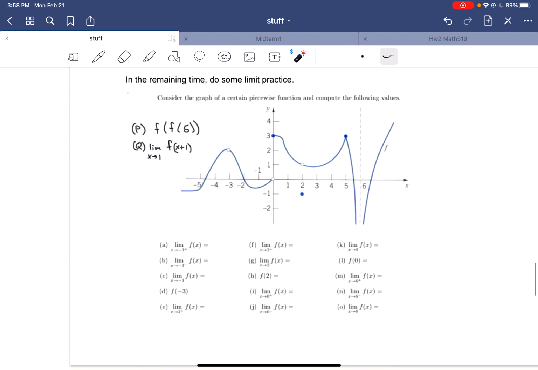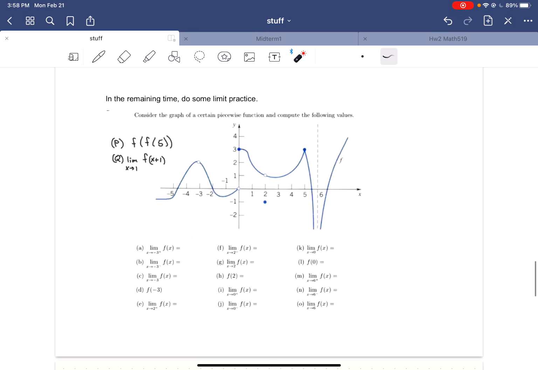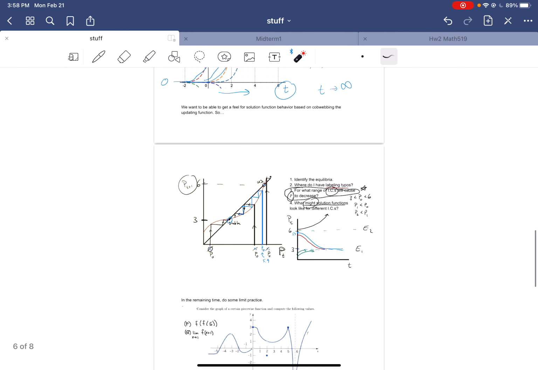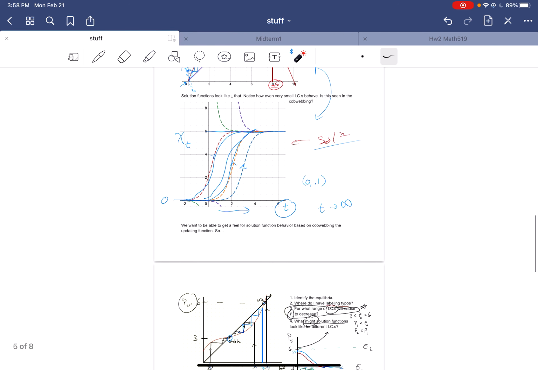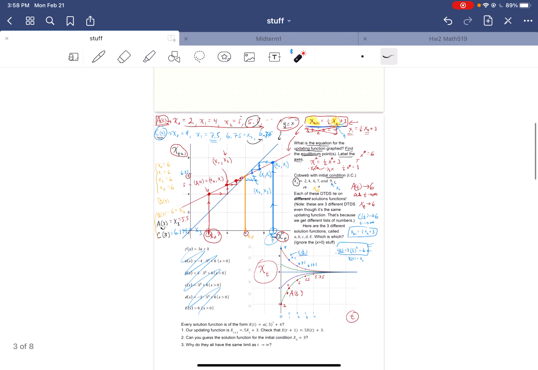None of us got this far today, but just to say we should be able to do some limit practice. I think actually, you know what, let's stop the video there. We'll just emphasize all this cobwebbing solution function stuff. I think it's pretty fun.